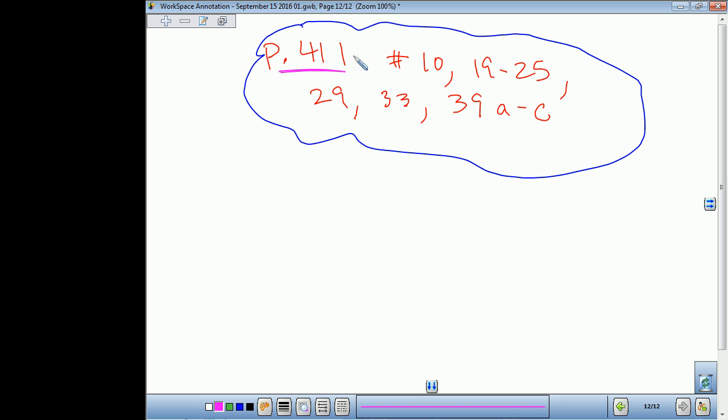So your homework is out of your textbook, which you certainly may use your phones to check out. Your problems are 10, 19 through 25, 29, 33, and 39, A through C. You have the rest of class to work, which is about 20 minutes. You shouldn't have any homework.